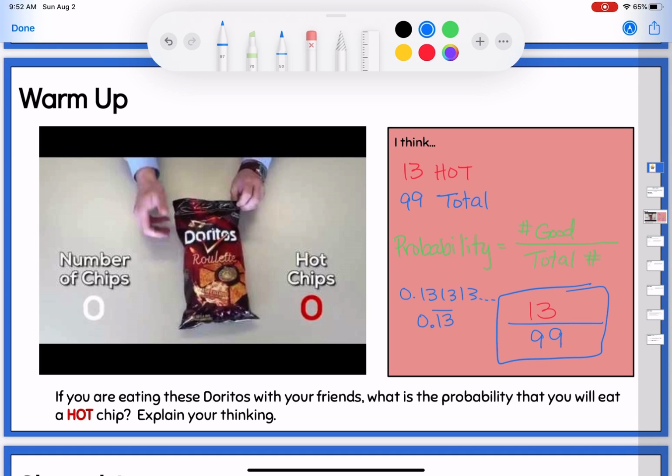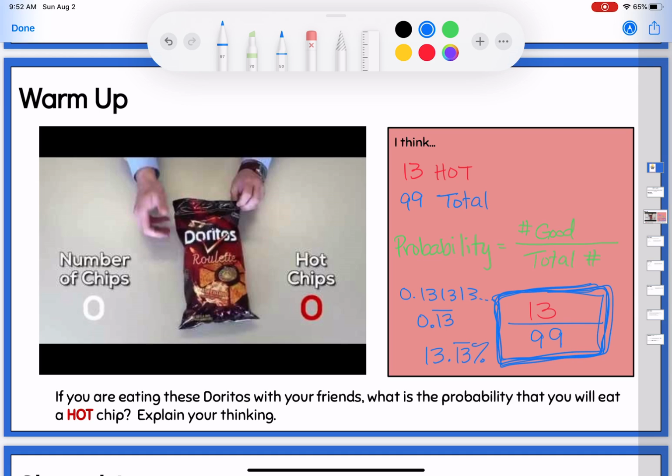If it did tell you to get a percent and round it, we could say this was about 13% if we wanted to. But probably the best way to write this would be to leave it as a fraction. So I would say, unless it tells you otherwise, plan on leaving your answers as fractions. So about a 13% chance that you're going to get a hot chip.